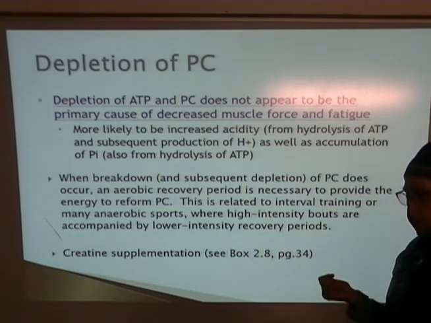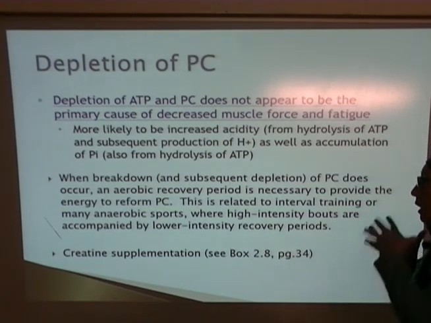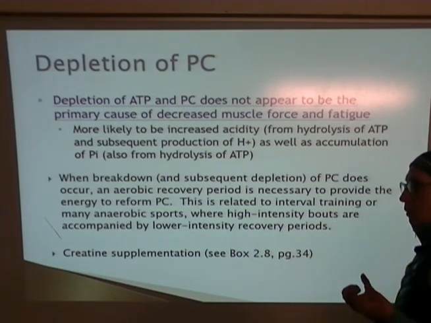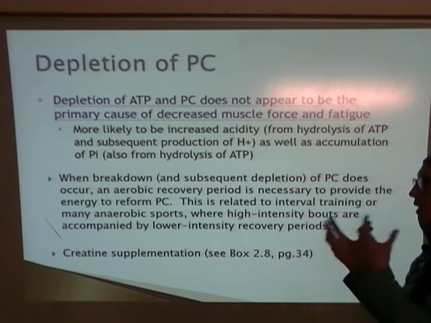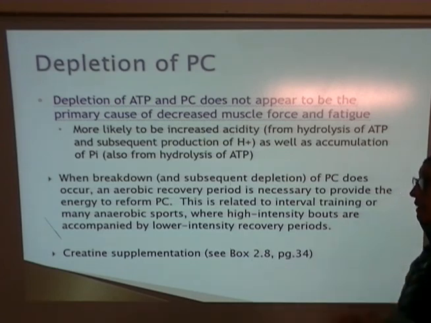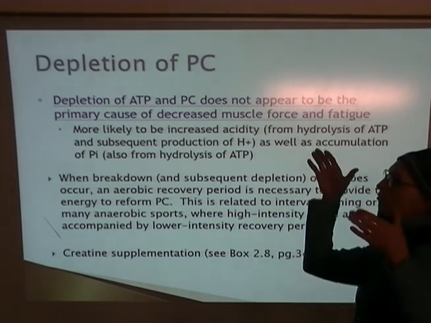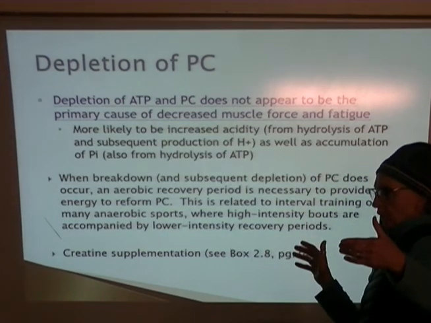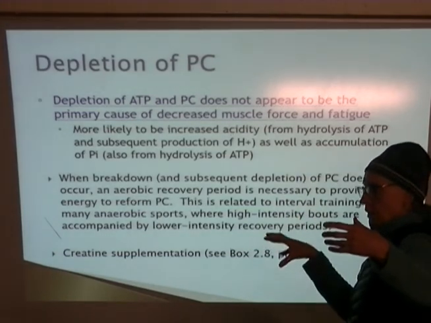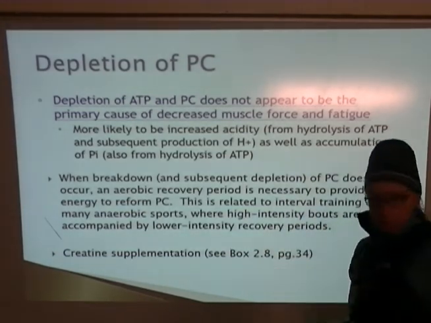And at this point, go, creatine supplements, right? So I take creatine supplements, and then I'll have more phosphocreatine available, and I'll be able to go for longer than 25 or 30 seconds before we see muscular fatigue. Okay?